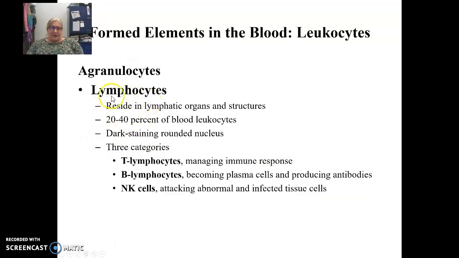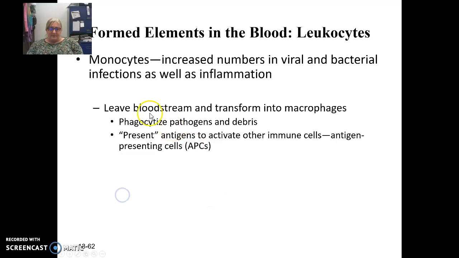So here are lymphocytes. These typically reside in lymphatic organs. And there are three types of lymphocytes that we'll talk a lot more about in Chapter 22. We have T lymphocytes and B lymphocytes. And then we have natural killer cells. Natural killer cells are not specific defenders, but they do defend our body against a lot of potential attacks.